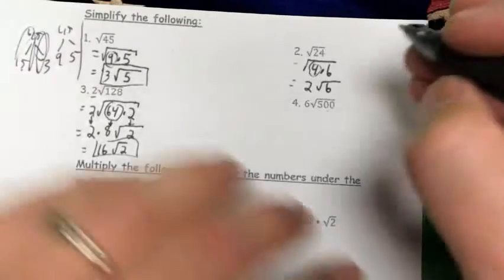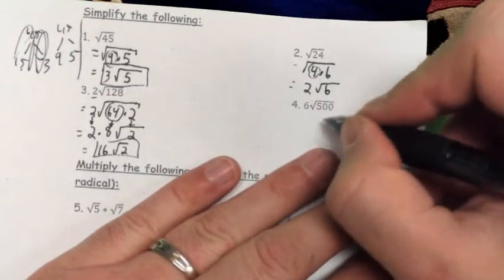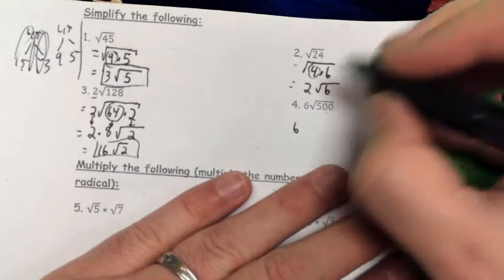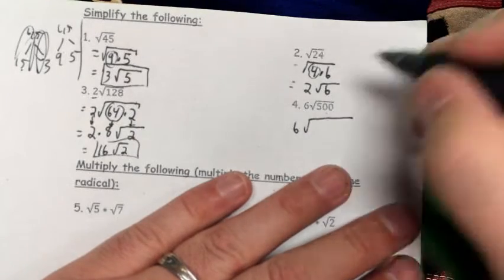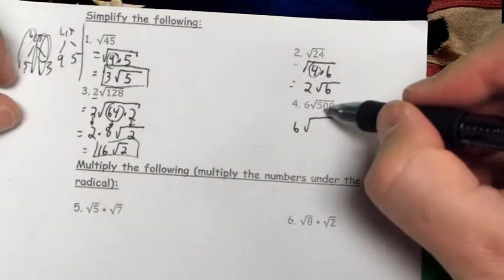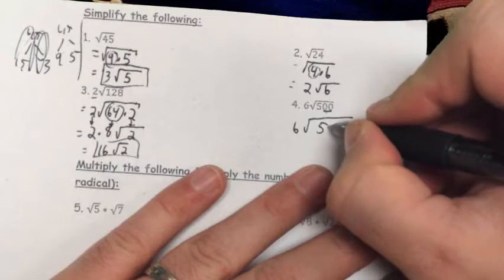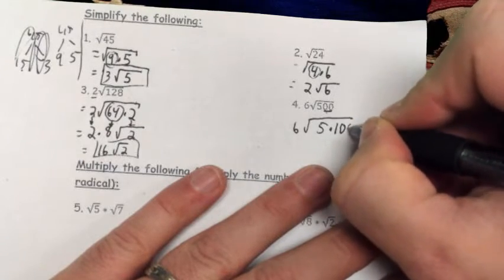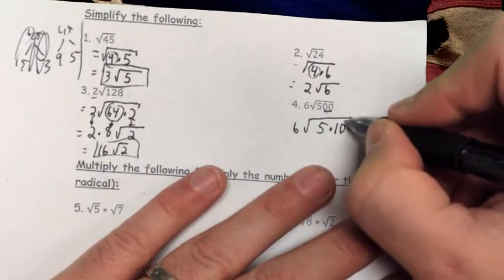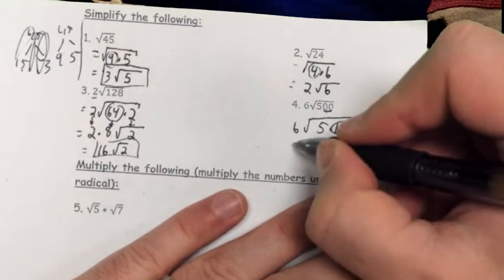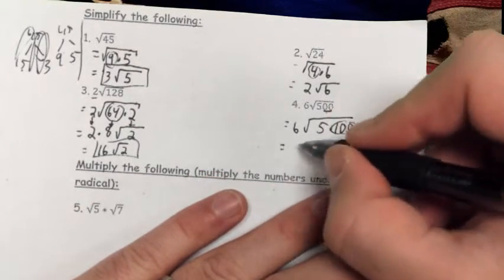Moving on to number 4. Again, I want to find a perfect square that evenly divides into 500. So 6 times the square root of 500. Now, anytime I've got double zeros on the end, it's pretty simple to find one of them because it's going to be divisible by 100. This one is 5 times 100. Oh, and see, I should have written it the other way. I'll put it on the back here just so you can see I'm still putting the circle around it.